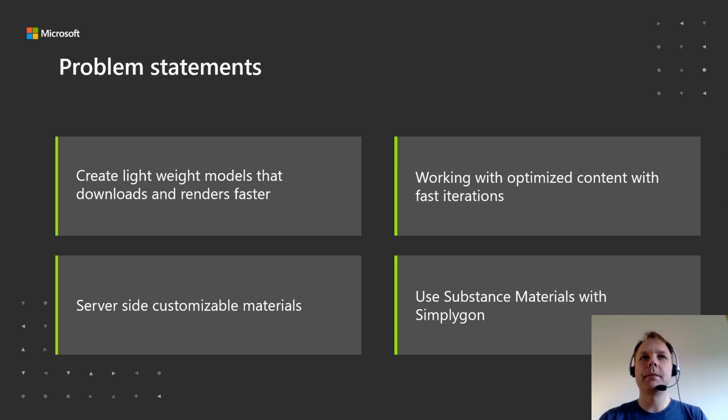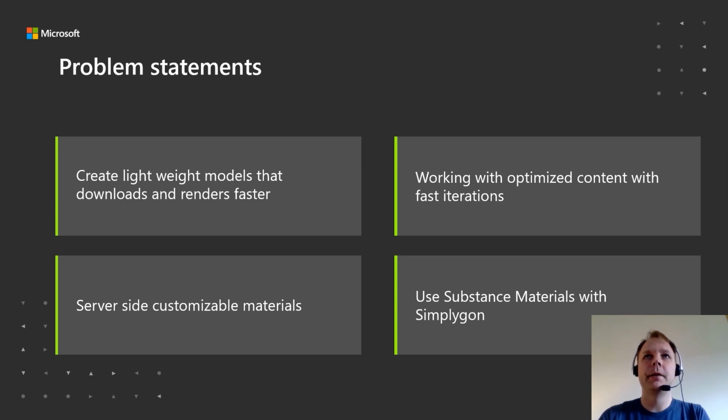So the problem statement I started from when we built this proof of concept was, obviously, we want to start with creating lightweight models that download and render faster than the source materials, the source models. We also wanted server-side or late customization of materials. I didn't want to be locked into a set of predetermined permutations of materials. I wanted to be able to change materials late in the pipeline.